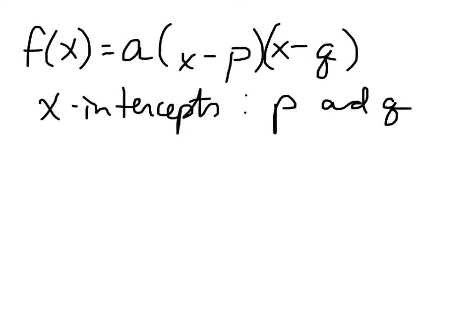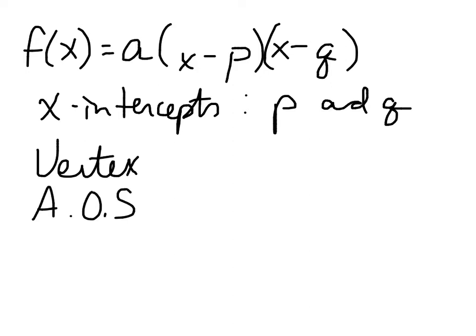But the nice thing about this, because of symmetry, the vertex and the axis of symmetry are found by first starting out that x is equal to p plus q divided by 2. What does it mean when you take 2 numbers, add them, and divide by 2?